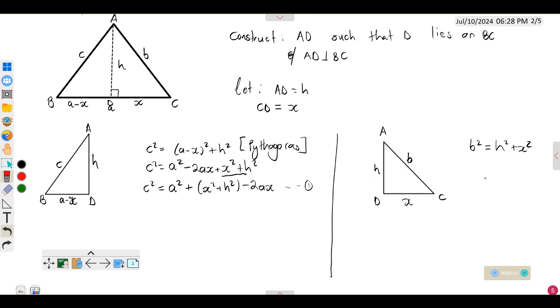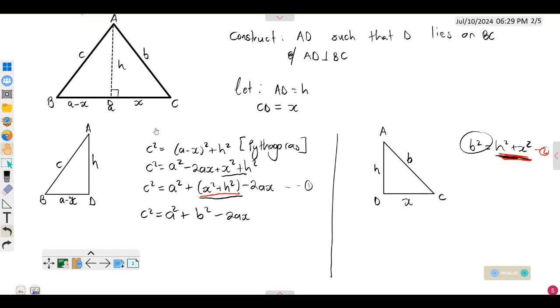But now if you look at this, the h squared plus x squared is what we have there, which means now we can take this equation 2 and substitute into that. When we substitute it into that, we have c squared, which is equal to a squared. Wherever we see x squared plus h squared, we write it as what? As b squared. So this is a squared plus the whole of that, which is b squared minus 2ax, right? Now let's move forward.